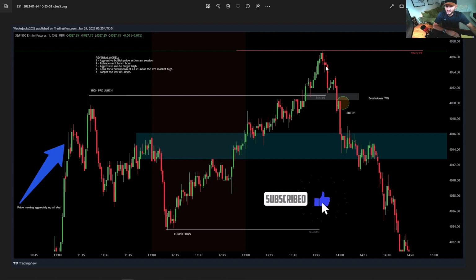And the same premises apply, right? So you'd be searching for the nearest breaker block, equilibrium of the range, targeting lunch lows, and then if the Asia low hasn't been taken, you'd be looking for price to run the Asia low. There you have it, guys. There's a 2 p.m. reversal.